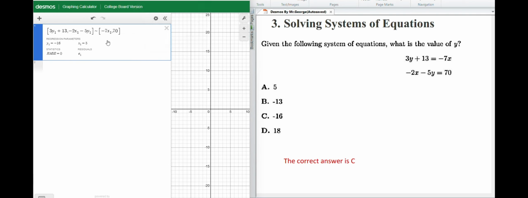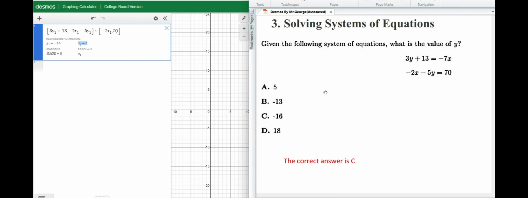Here is, I did it right here. So look over here. Here is the left side of the first equation, 3y plus 13, but of course we use y1. And also negative 2x1 minus 5y, I put it over here, of course, x1 and y1, tilde in between. And here is the other bracket, negative 7x1 plus, not plus anything, then comma, 70. And we get the answers down here. Here is the y and here is the x.